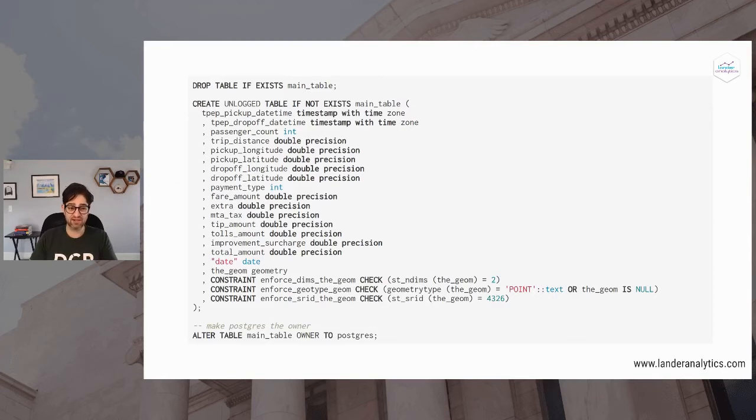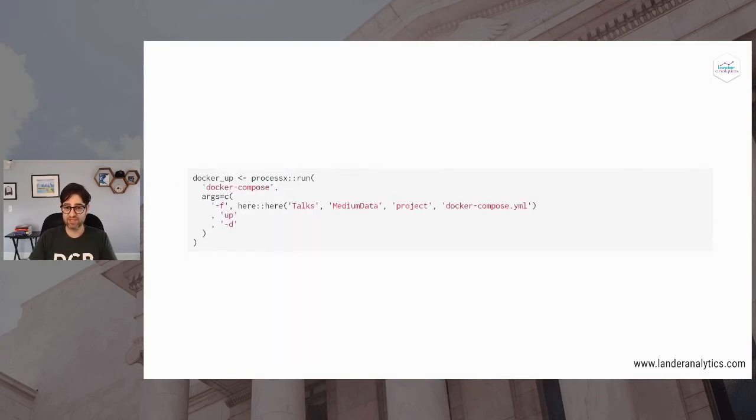To spin up the container, I use processx from inside of R, and I call the bash command docker compose. I tell it which docker compose file to use because I have multiples. I tell it up, and -d means detach it. This way it doesn't clog up my terminal.